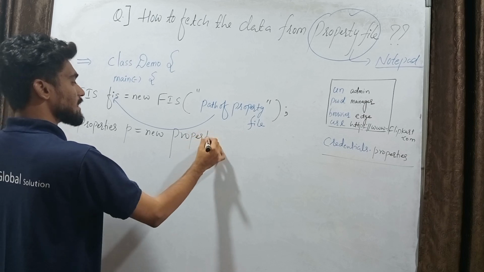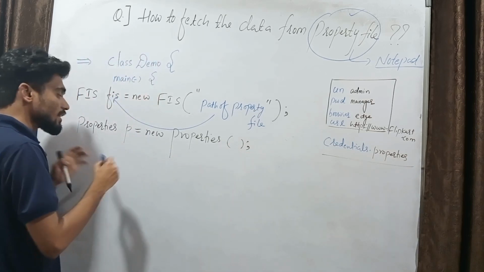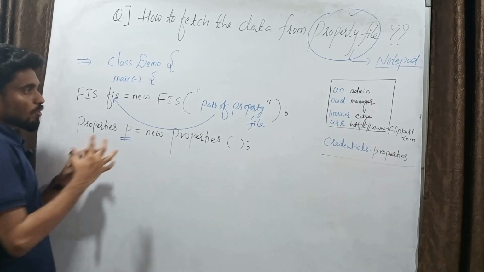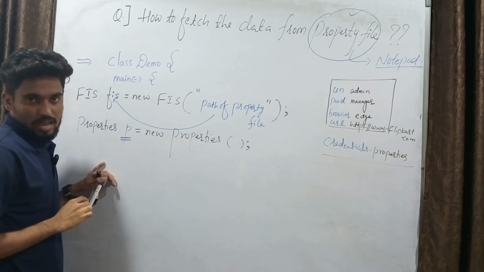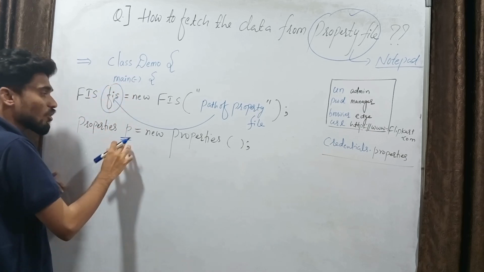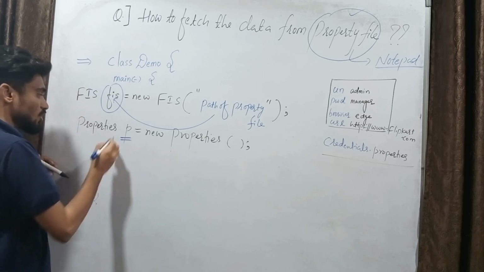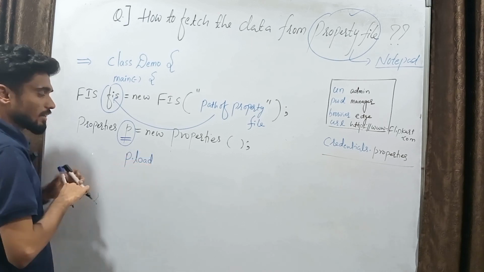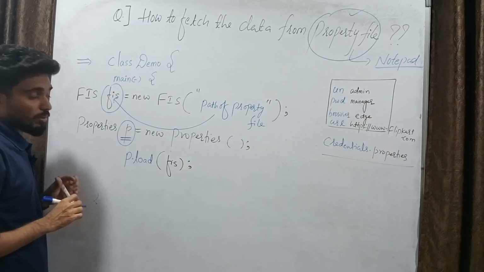Boss, this Properties class comes from the java.util package. Okay sir, what is the reference variable of this one? p. And try to understand the concept. Boss, I want to store this property file inside this Properties class, but this file is already stored inside the fis. So can I load this fis inside the Properties class? Yes. How can we load it? Listen, we have the reference variable here, so p dot load method. Directly you can load that fis here. Any problem? No problem at all.